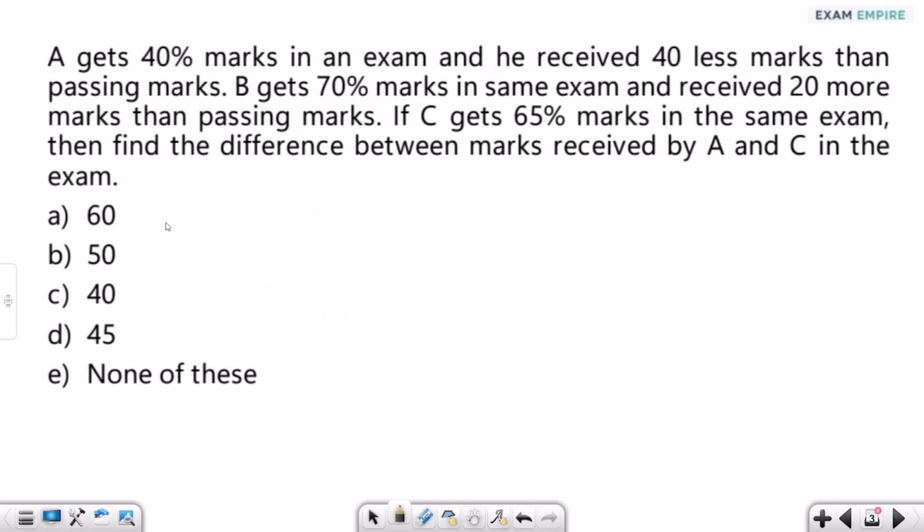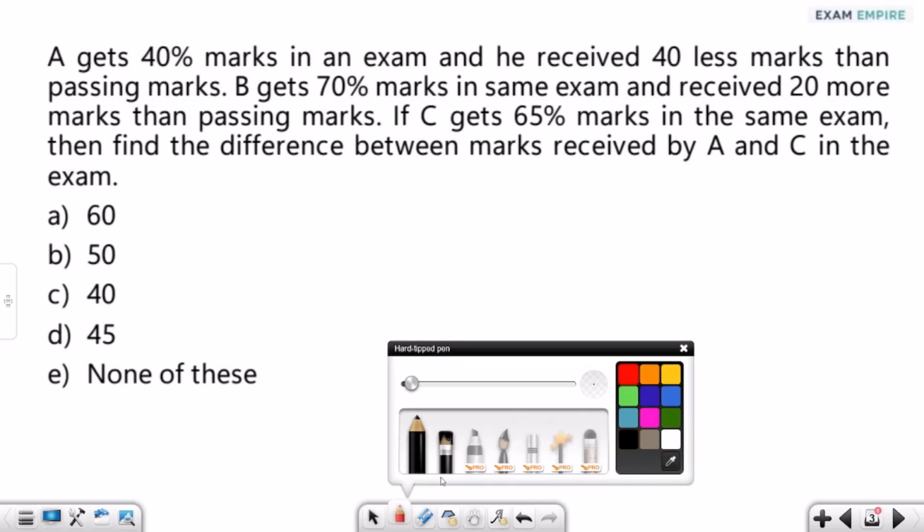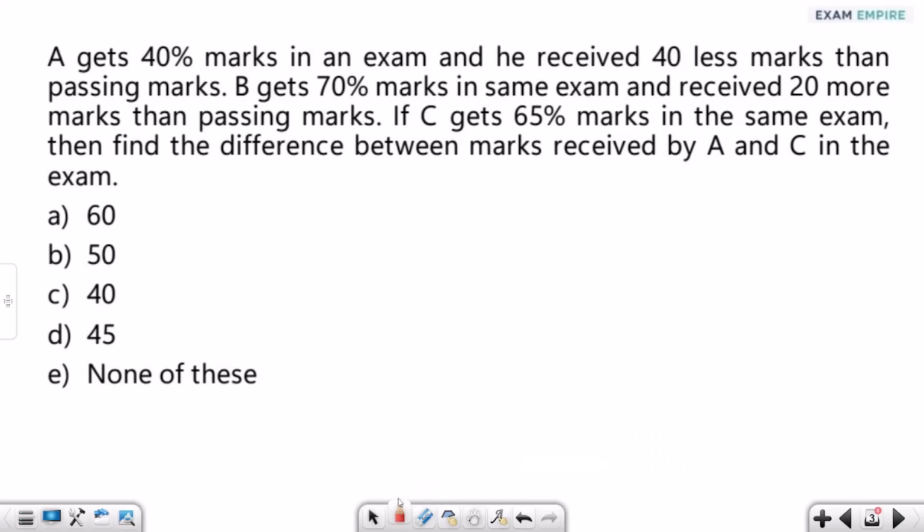So next one, try to solve it by yourself. Okay, hope you have solved this. Now let's solve this question. A gets 40% marks in an exam and he received 40 marks less than the passing mark. So A gets 40% of the marks, and he got 40 marks less than the pass mark.